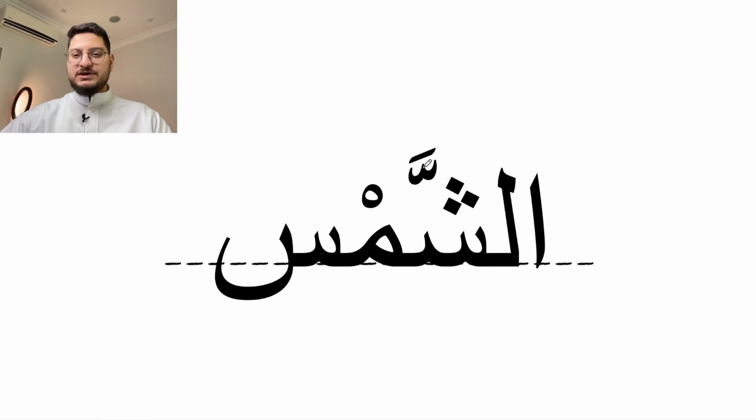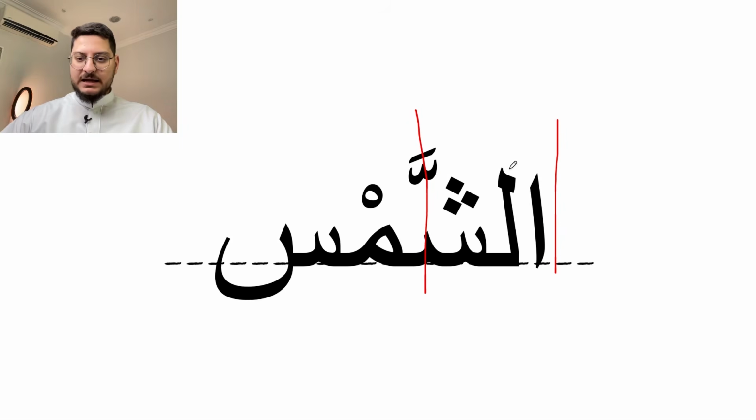Let's try to split this word into syllables. So the first syllable starts here as always. The second syllable starts right in the middle of the shadda, which means I have to pronounce this sha twice. And now what I do is, instead of saying il, I skip the il and I say ish. Again, instead of pronouncing il, I would pronounce ish, and then I would say shams. Ish shams. Why? Because sha is one of the sun letters.